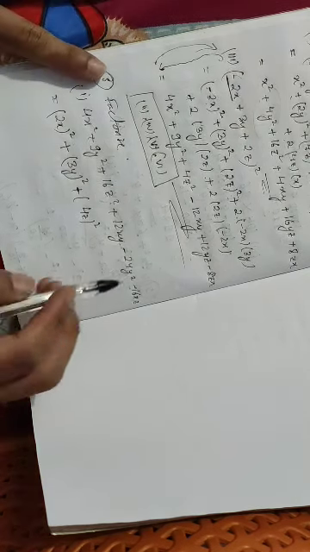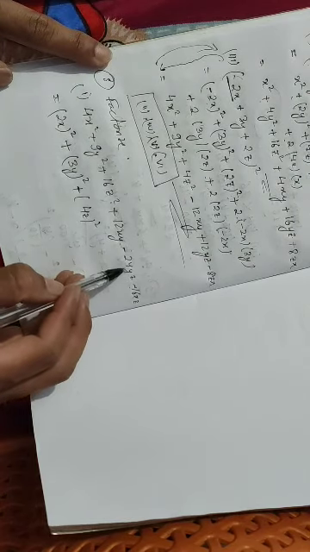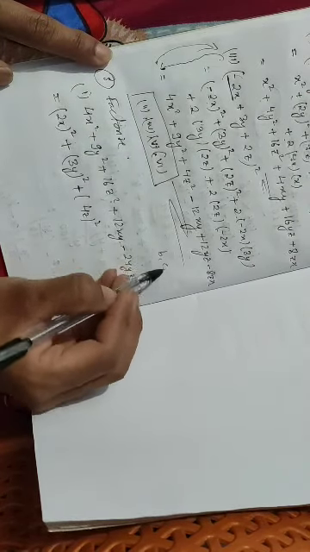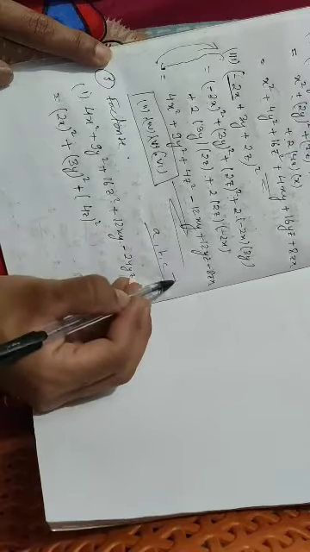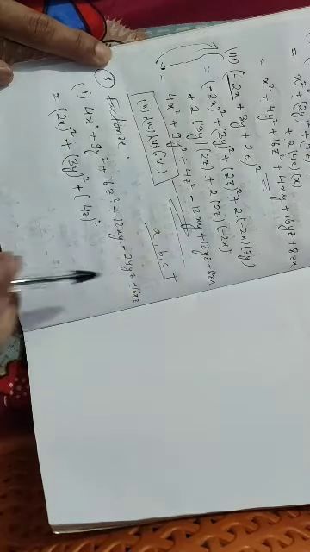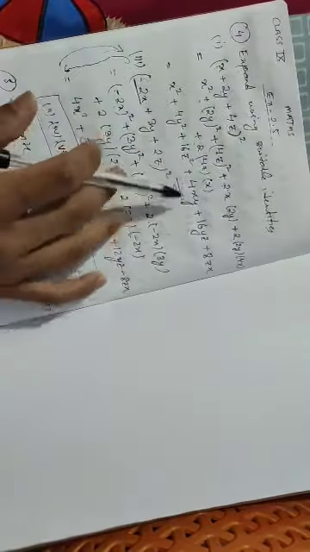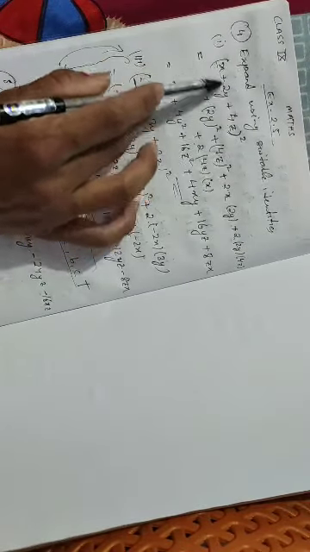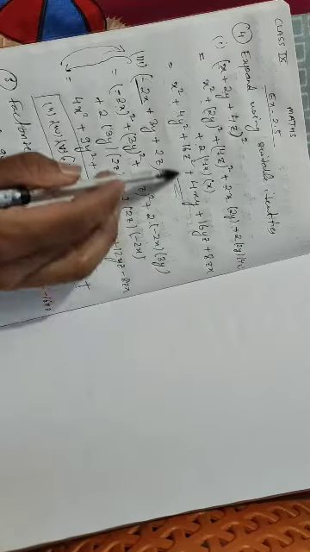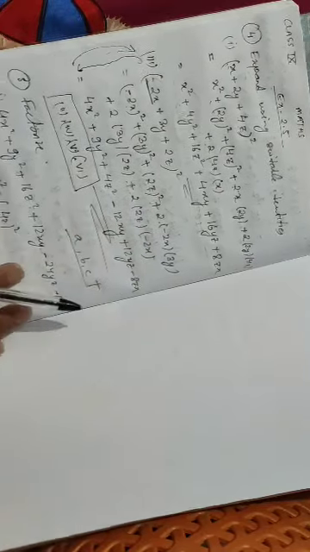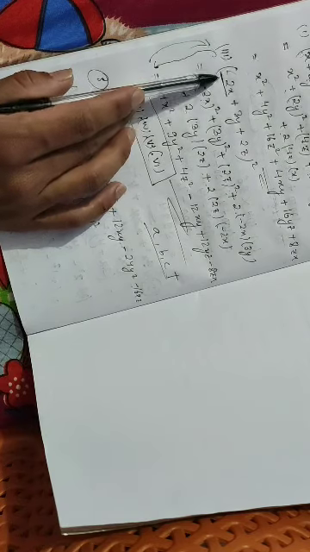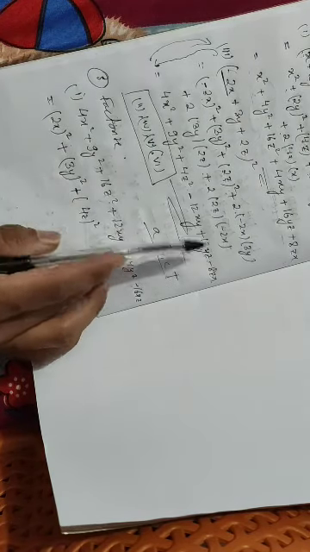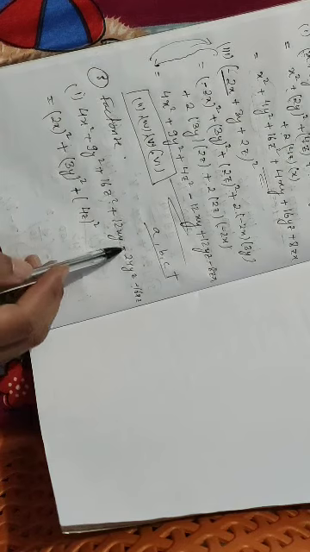Because if a, b and c are all positive, then in this expression all the terms are positive, so no negative sign will come in the answer. But here you can see there is some negative, so what will happen? Here we will see the negative sign. So here also we are seeing the negative sign, which means some term is negative.